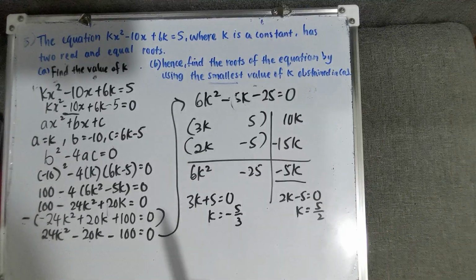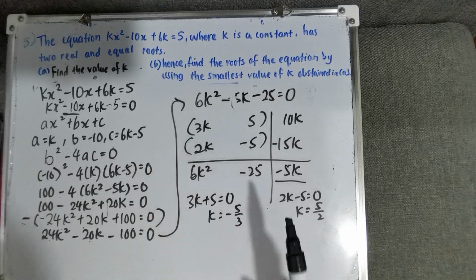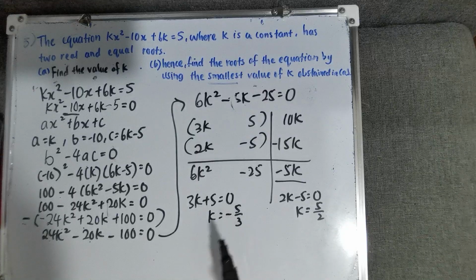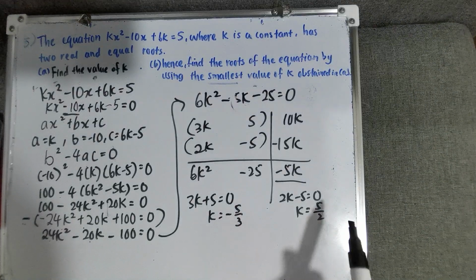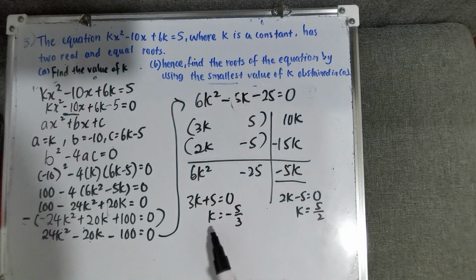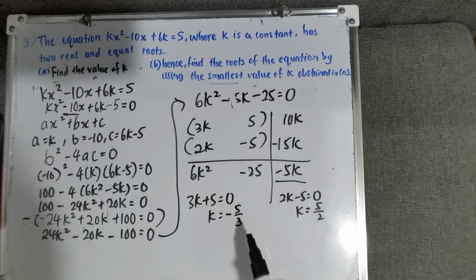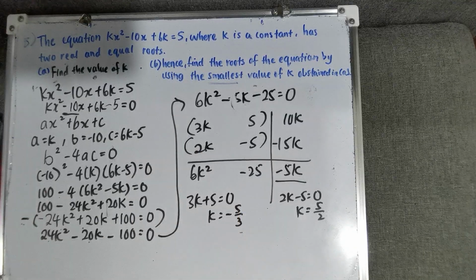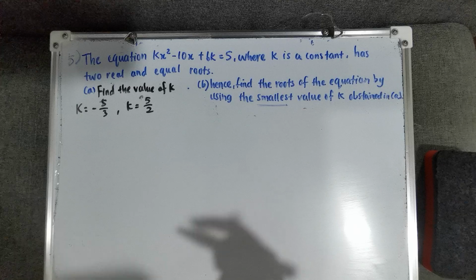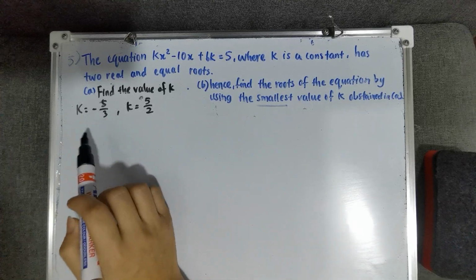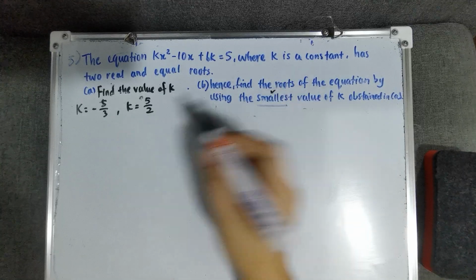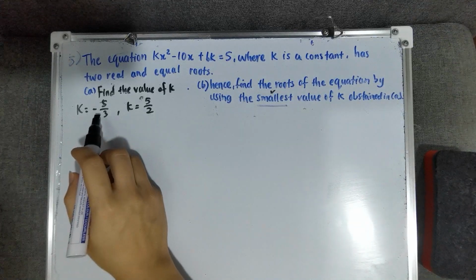So A, we already done A, and B, they asked us to find the roots of the equation by using the smallest. As you can see, this is negative 5 over 3, this is 5 over 2, which means k equals negative 5 over 3 is the smallest value. So we have to use this to do your B. As you know, your k is negative 5 over 3 and also 5 over 2. They asked us to use the smallest, therefore we must use negative 5 over 3.